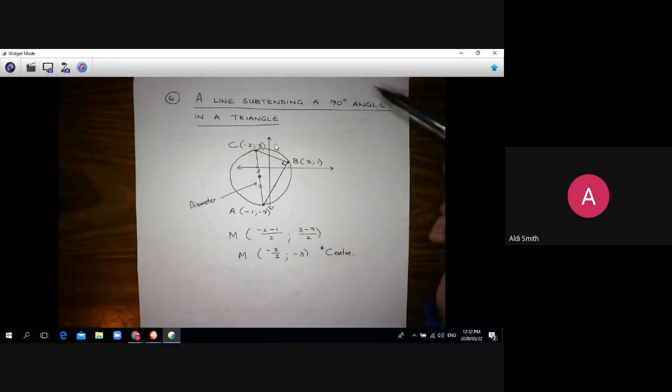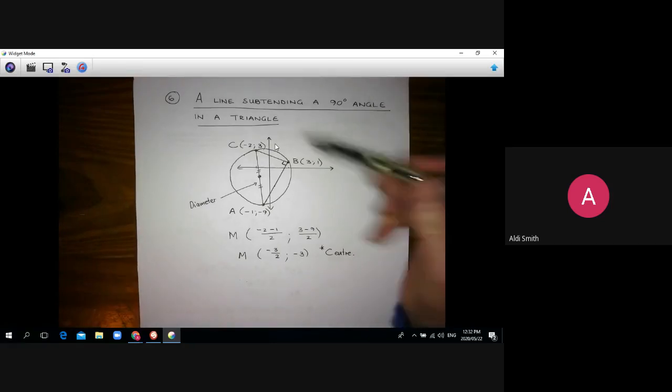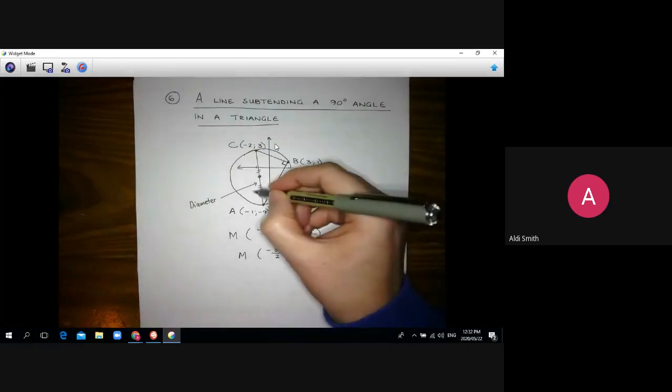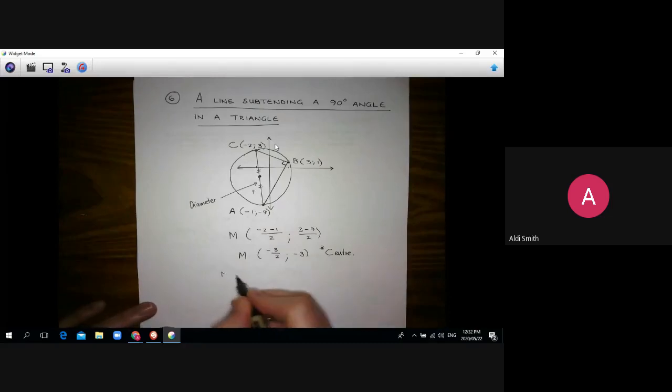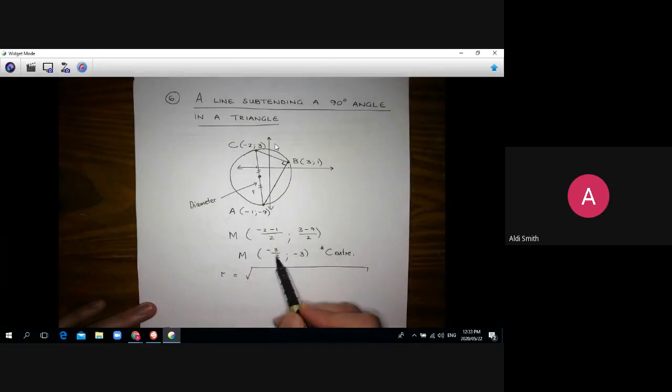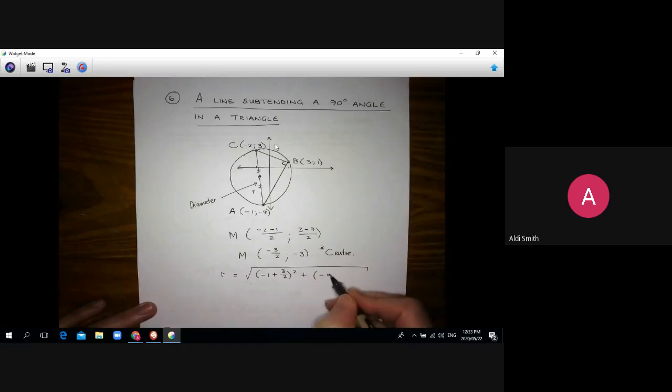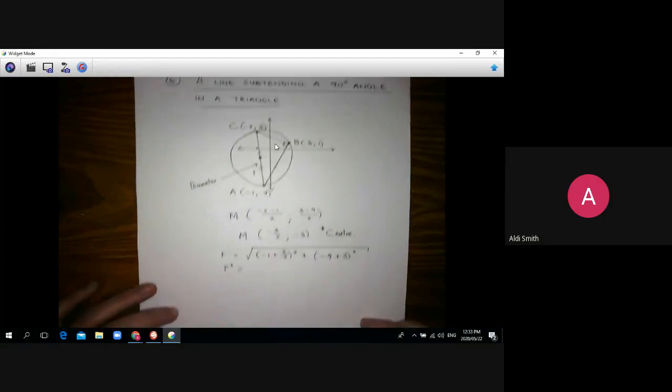Okay, and then I can find the radius, and the radius I can simply find by finding the distance from there to there. So this is going to be the radius right there. So I can then say the radius is equal to the square root of (minus 1 minus minus 3 over 2) squared, so plus 3 over 2 squared, and then (minus 9 plus 3) squared. And this is obviously the radius, but I'm going to make it the radius squared because we need the radius squared anyway to find the equation of that circle.